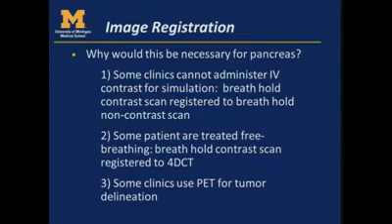So many clinics, I found out, can't administer IV contrast for simulation. Apparently there are medical legal reasons about having plastics available for contrast extravasation and whatnot. So many clinics can't administer IV contrast, which means that they need to have a breath hold scan done in radiology with IV contrast to be registered to a non-contrast breath hold scan done in radiation oncology, and we'll go over how that will work.